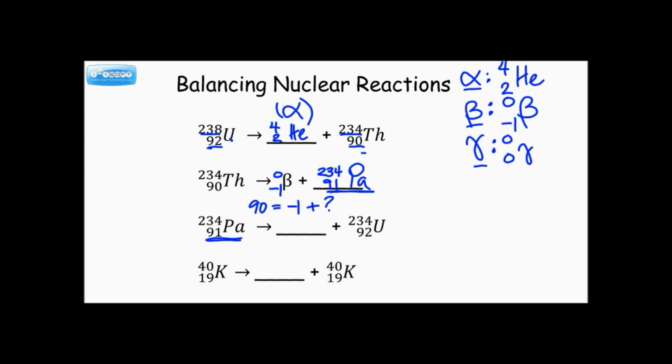So let's look at our third one here. We have 234, and we have 234 on this side. That means we have a 0 change. We have 91 on the left, we have 92 on the right. So to equal that out, we have to have a -1. That means beta decay. The last one here, you should notice that both sets of numbers are the same, 40, 40, 19, 19, which means there is 0 change, so this has to be gamma decay.